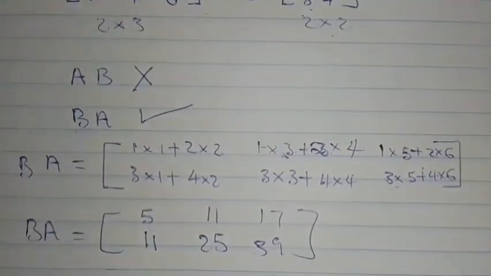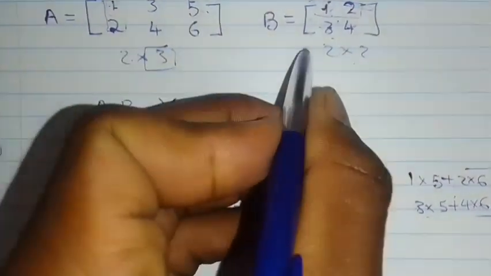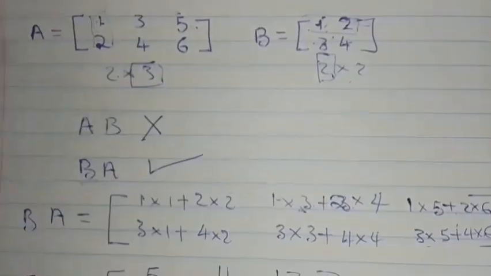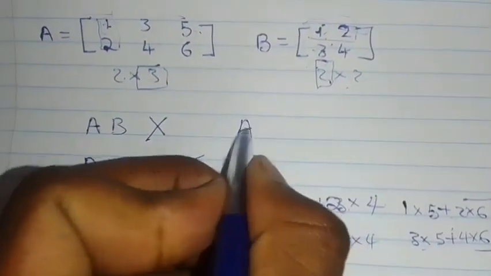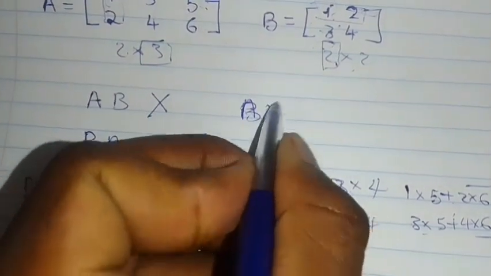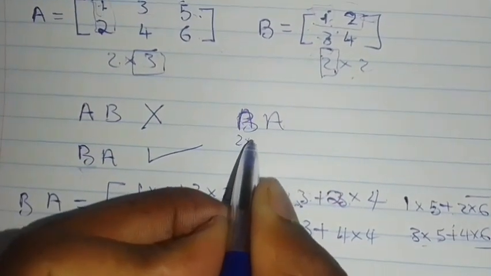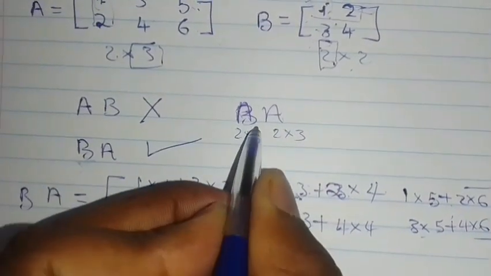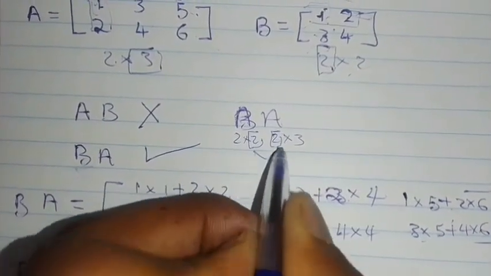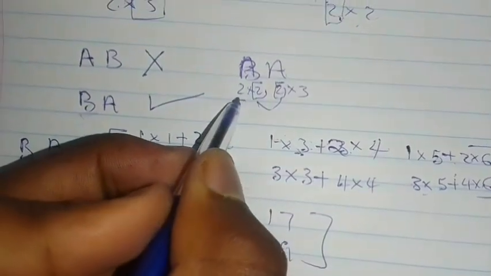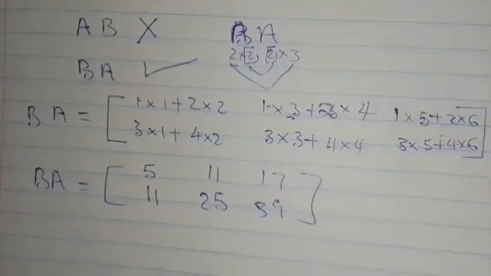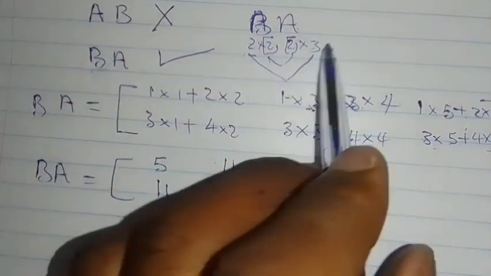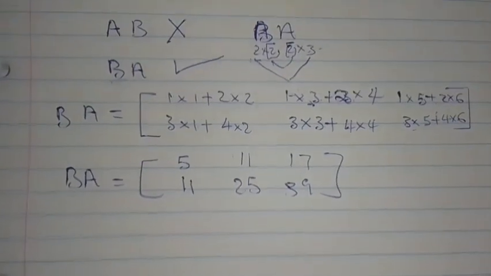Okay, let me just reverse that. We were calculating BA. Remember, this one was a 2 by 2 matrix, and A was a 2 by 3 matrix. Keep in mind that this one and this one tells us whether or not the product is defined. Well, this two will tell you the order of that matrix. Notice that it's 2 by 3. That's what we have here. BA is a 2 by 3 matrix. So that's another thing you should keep in mind.